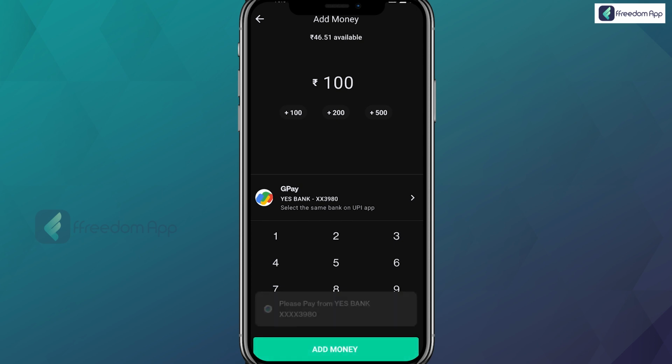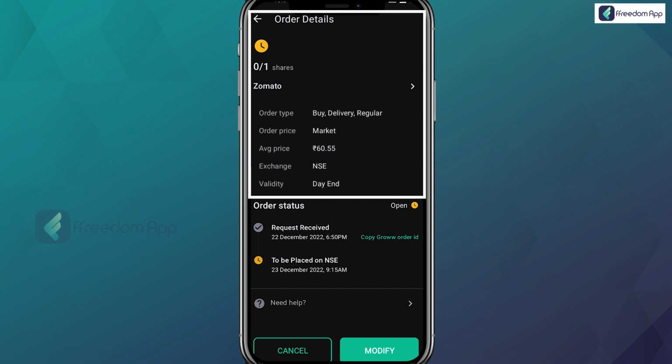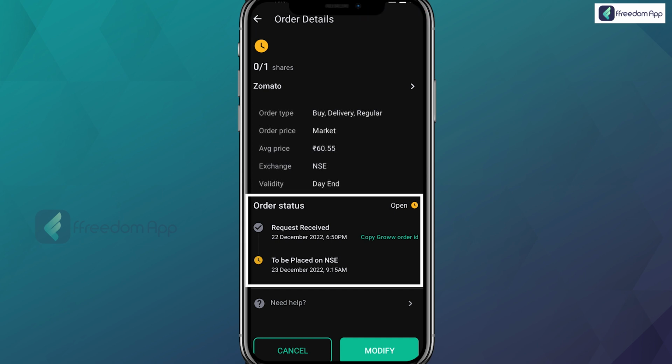Your buy order requested Zomato 1 share, type delivery. So I've opened the order details. You can see this Zomato 1 share. Order type is buy, delivery, or it is regular. Exchange NSE. And then you can also see the order status. The request was received on 22nd December 2022, 6:50 p.m., to be placed on NSE on 23rd December 2022, 9:15 a.m., when the exchange is open. That's all. So we have actually bought a share, right?